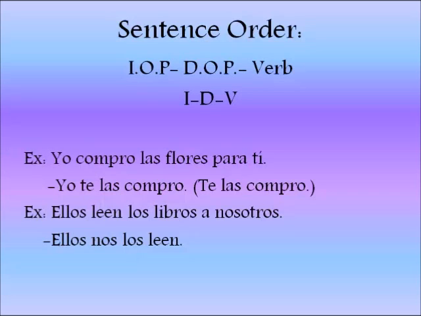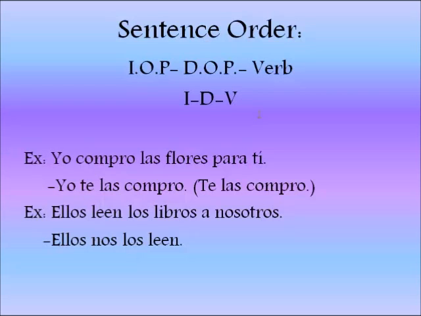Alright, sentence order goes like this. You've got your subject first, then you put your indirect object pronoun, followed by your direct object pronoun, followed by your verb. That gives us the IDV idea. If you can remember those, IDV, you'll always remember that that's your sentence order. Indirect object pronoun, direct object pronoun, then your verb. So let's see how this works in real life.